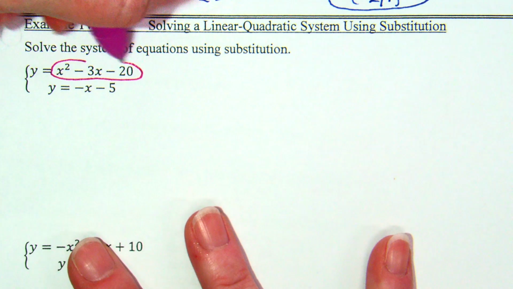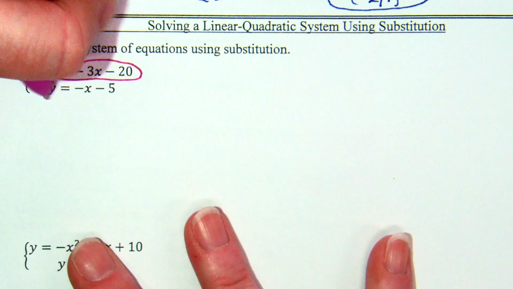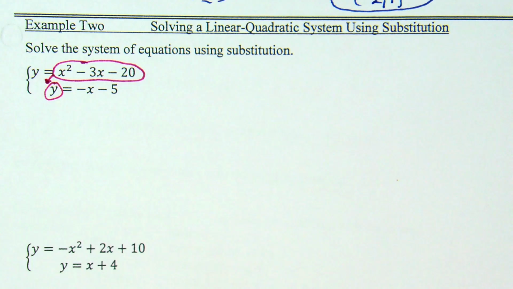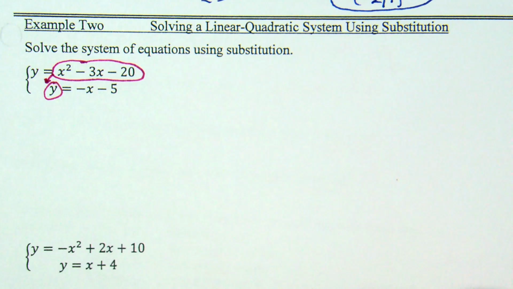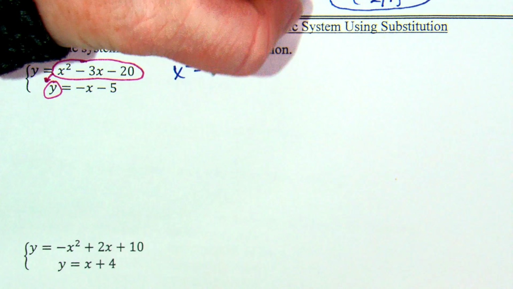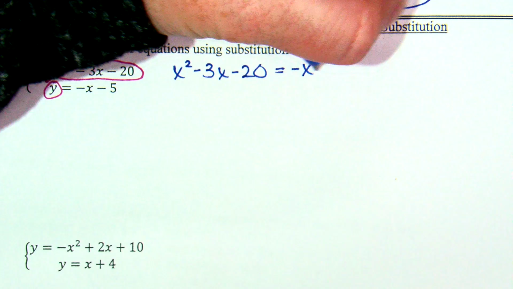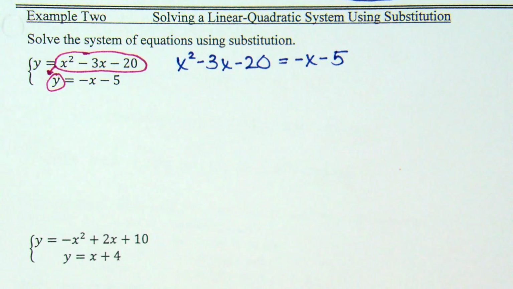I guess I'm going to take x squared minus 3x minus 20, and I'm going to put it in place here of y, because it's y equals. So let's do this. X squared minus 3x minus 20 is going to equal negative x minus 5. Because both equations were y equals, I could set them equal to each other. Okay. This brings this whole chapter together, folks.